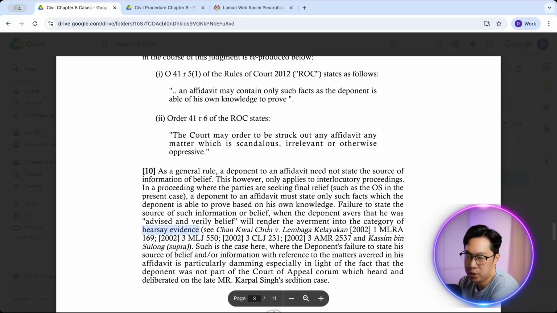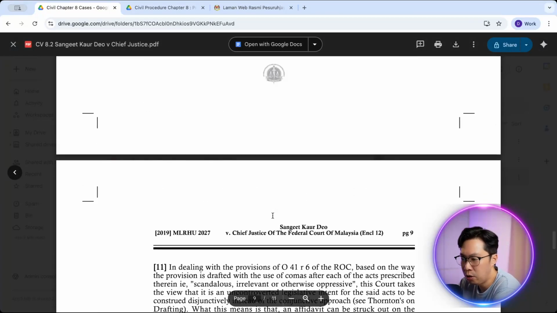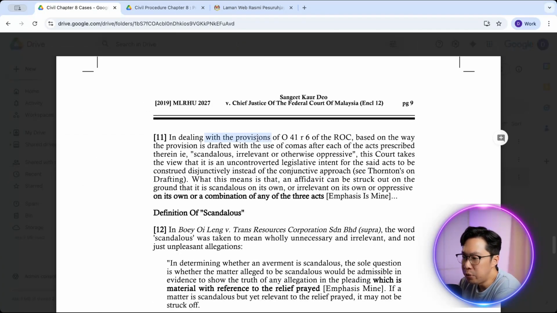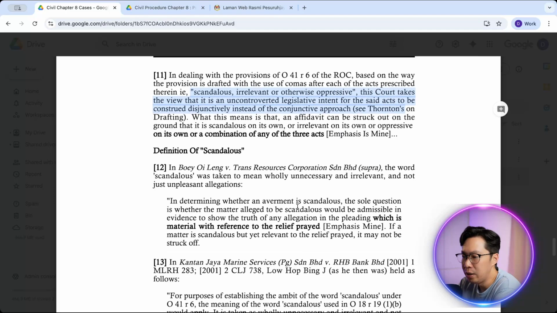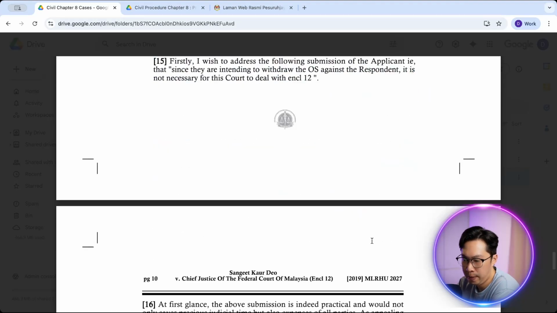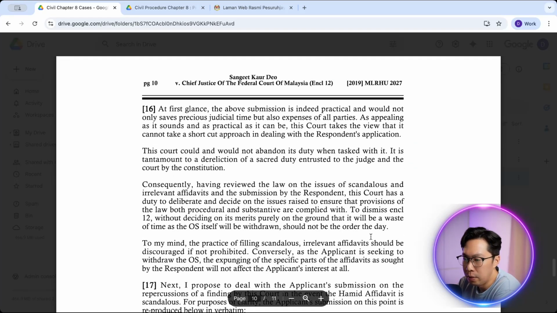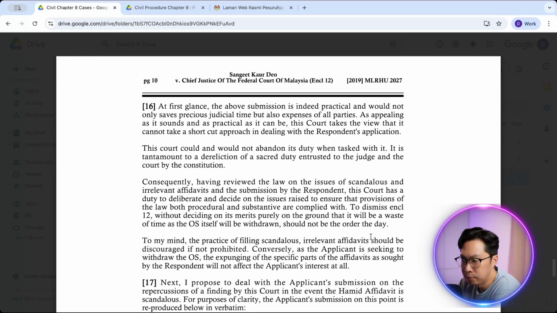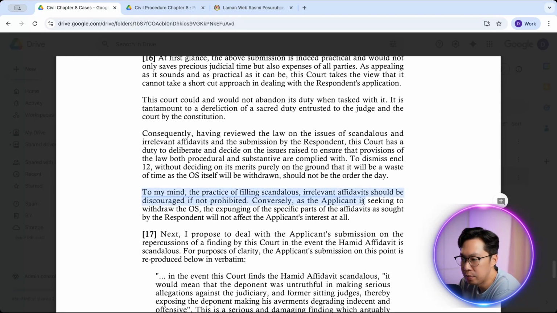Okay, you can use this, whatever it says here, Sanjit Cordio, in dealing with Order 41, Rule 6, on what is scandalous. Okay, then you see that? You can use this definition of scandalous to help you articulate. So I give you this case. What is irrelevant? Okay, scandalous.